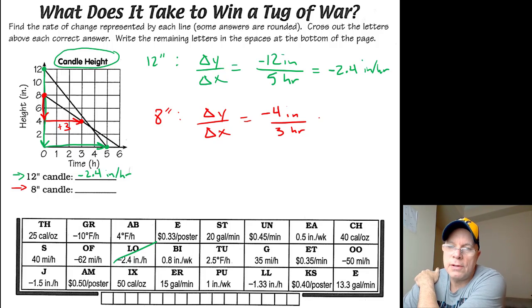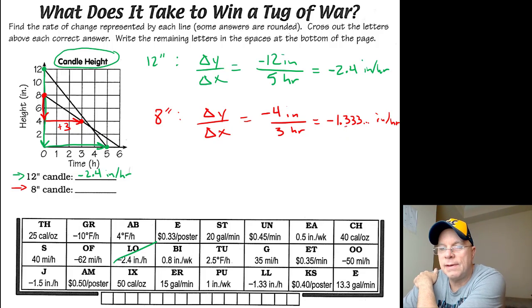4/3 is 1 1/3. So 1.3 repeating, and negative divided by positive is negative. So this is negative 1.333. The 3 goes on forever. Inches per hour. So I'm anticipating that they will round to the nearest tenth. So negative 1.3 inches per hour.